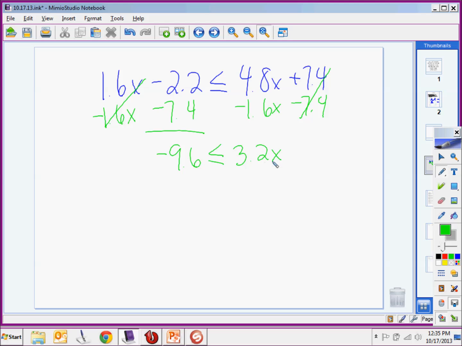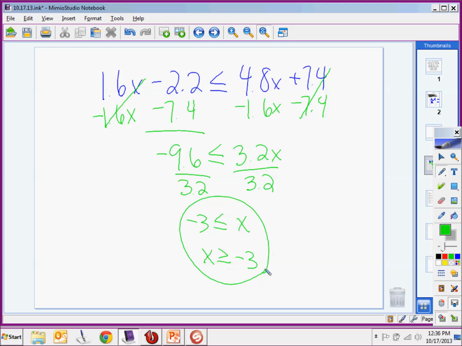What's the next step? Divide by 3.2. And you get -3 is less than or equal to x, which is the same thing as saying x is greater than or equal to -3. Oh, that's way easy. All right, so you have 2 options. Number 3, I want you to solve it which way you're more comfortable with.